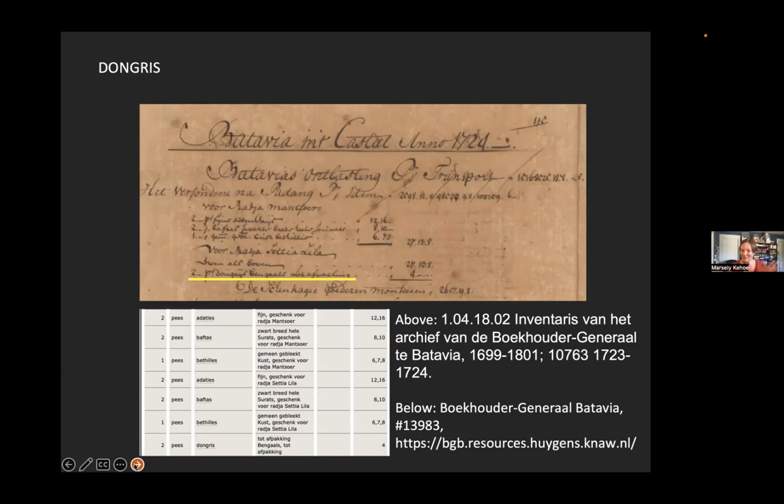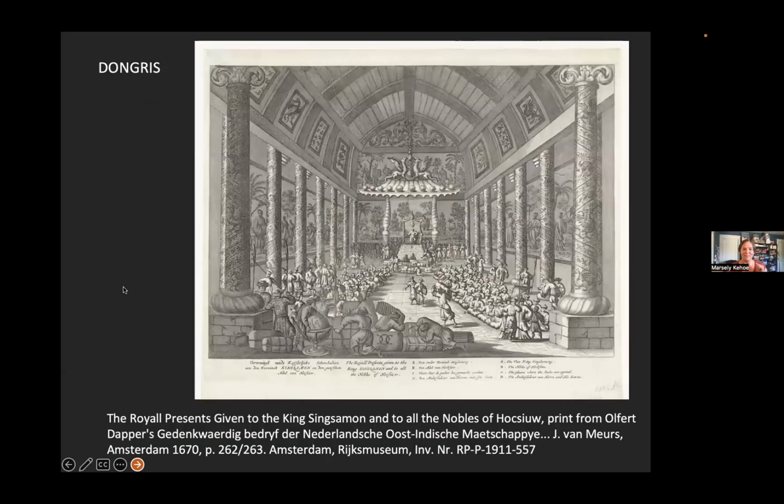So this leads us to the visual information, and to an example like this that is a Dutch image of a Chinese gift, or a gift to China. So we see Dutch East India Company officials in the foreground bringing piles of gifts to this throne at the front. And I like to imagine that we can interpret the plain light colored cloth that's wrapping around some of these gifts as perhaps dongris.